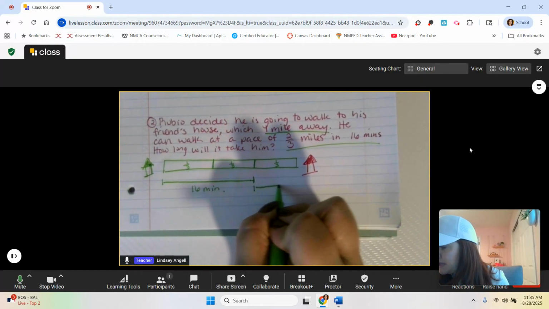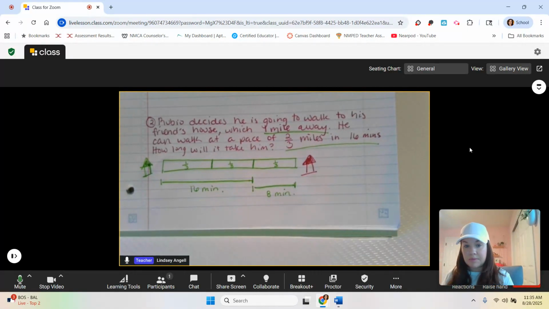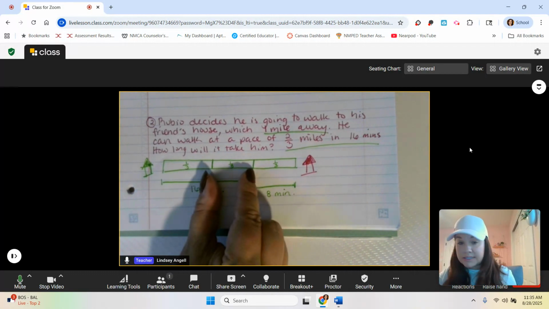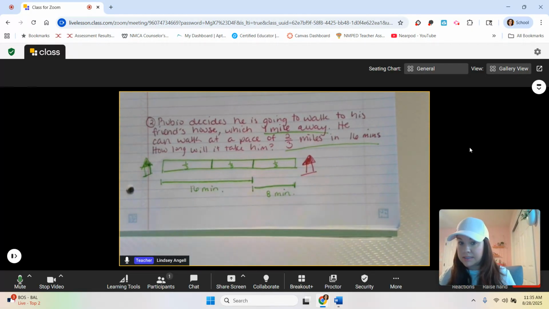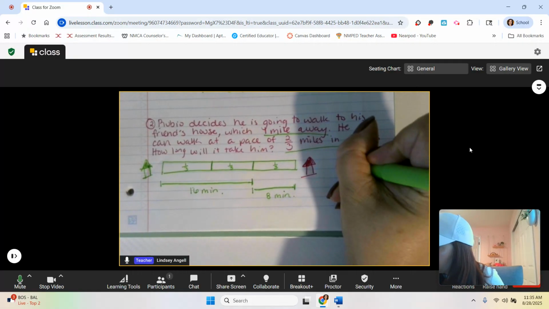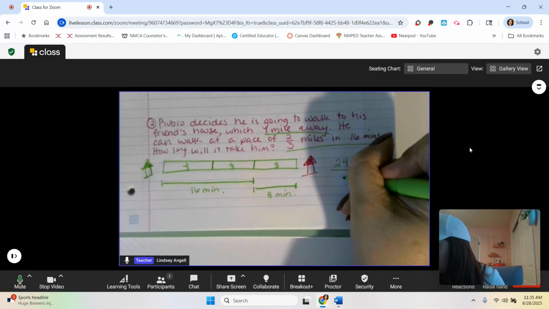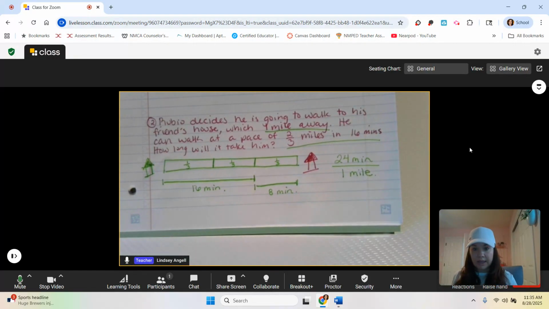So what that tells me is that he could go this last 1/3 mile in 8 minutes, right? Because if he goes this distance in 8 minutes, and this distance in 8 minutes, that gives us our 16. Well, that means this last one would also be 8 minutes, making our total be 24 minutes. And we could say per 1 mile. Okay? So that's his unit rate, but it also tells us how long it's going to take him. It's going to take him 24 minutes.